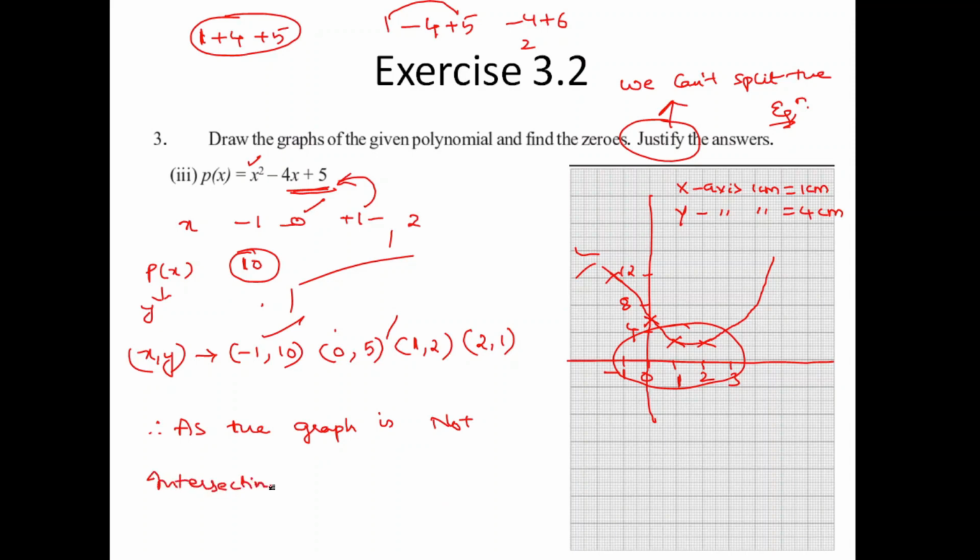As the graph is not intersecting the x-axis, we observe that it has no zeros. Hope it's clear, right? It has no zeros at all. Let's look at the next one.